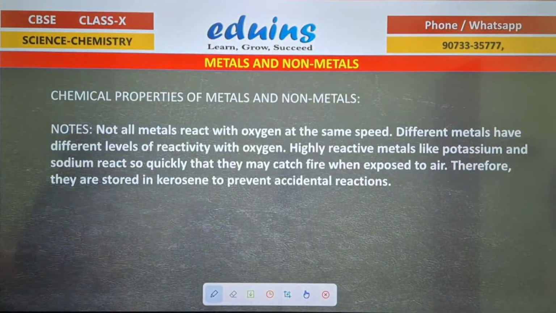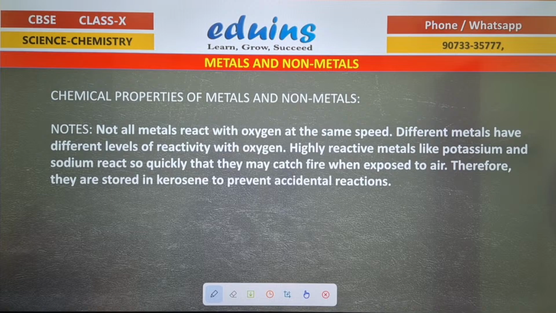Now the next page: chemical properties of metals. At first, not all metals react with oxygen at the same speed. Later we will discuss the reactive series of metals. Different metals have different levels of reactivity with oxygen.